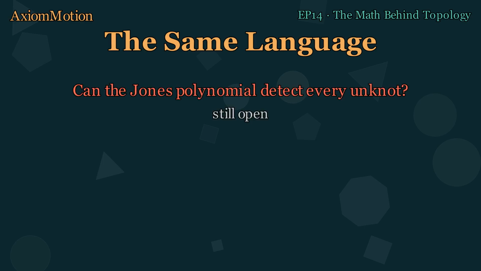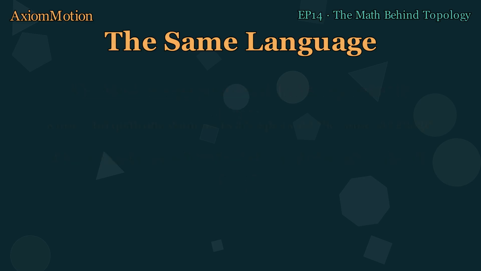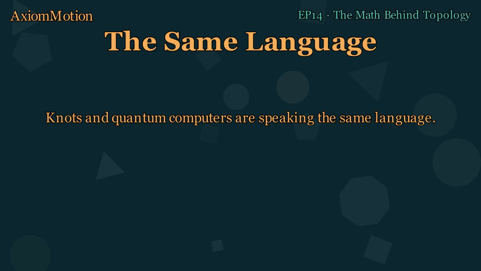We still do not know whether the Jones polynomial can detect every unknot, and no quantum machine has yet beaten a classical one at reading a knot. Knots and quantum computers, it turns out, are speaking the same language, and we are only beginning to listen.